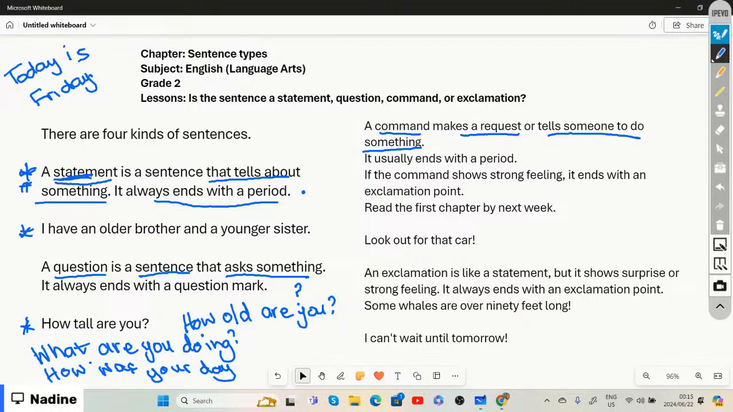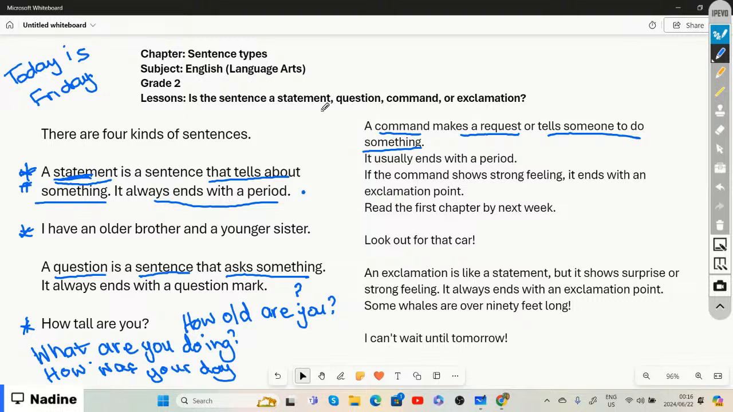It's like if your mom were to say, close the windows, close the curtains, do the dishes, undress after school, get ready for bed or go to bed. Those are commands that are being made, right? Because it's telling you to do something, right?